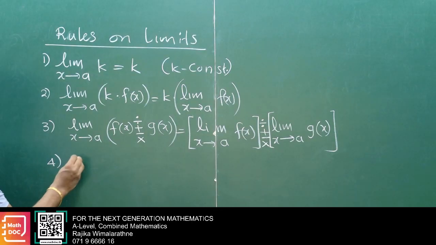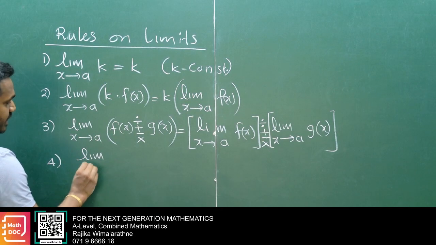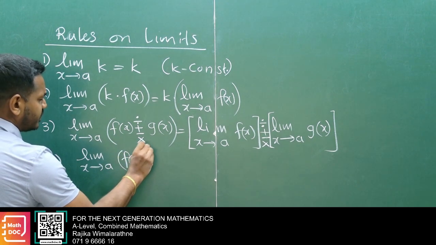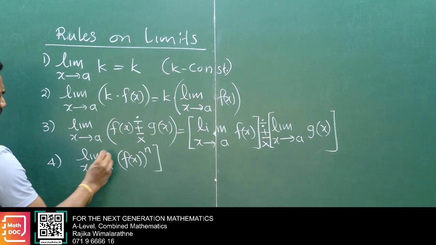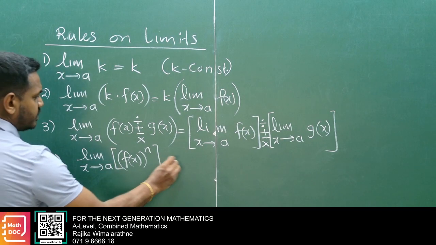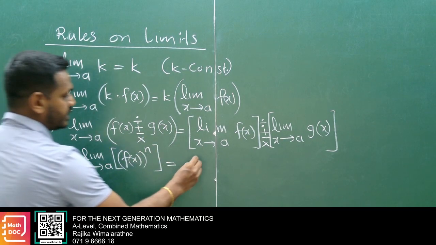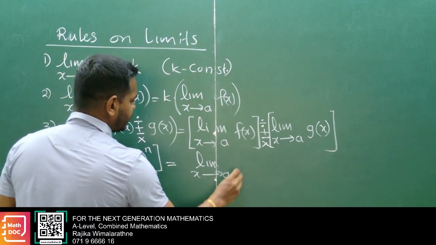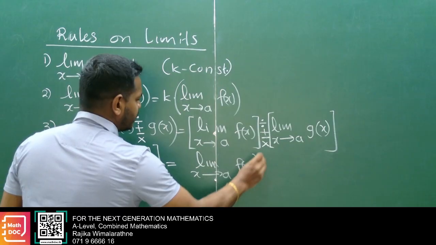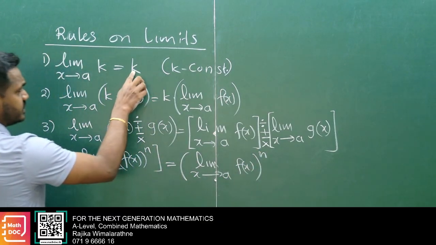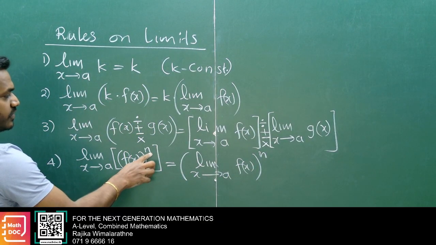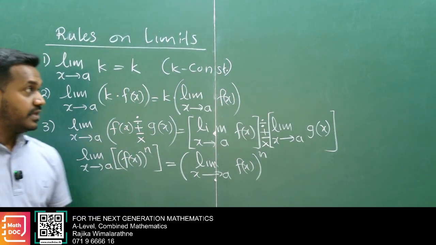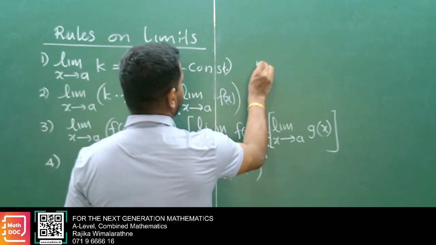And rule number 4, limit x arrow a, f(x) to the power n type. Function has power like this. So you can take this n outside from the limit. Limit x arrow a f(x) to the power n, like this. Like constant, you can take outside, no? Then here for constant power, you can take it outside from the limit. That is another rule.